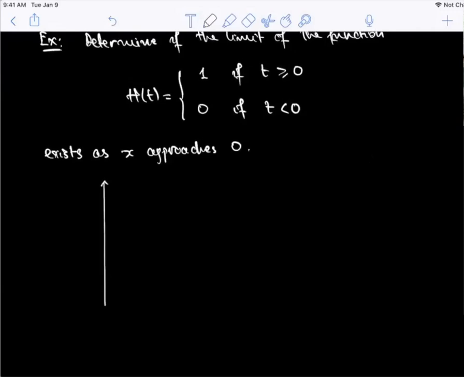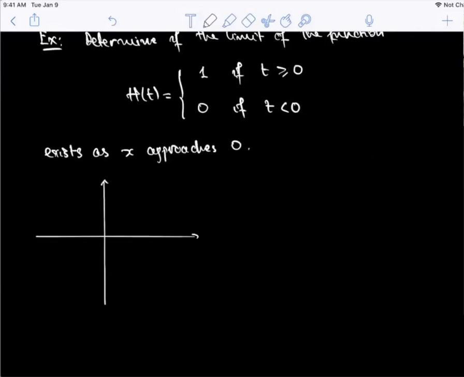So let me draw the coordinates. This is capital H of t, and this is t. You can see that H of t is equal to 1 when t is greater than or equal to 0, so a closed circle right here. This is 1. When t is greater than or equal to 0, the function is equal to 1.